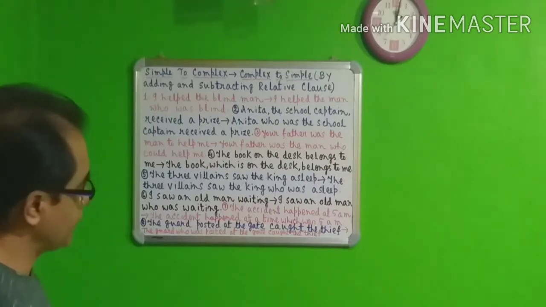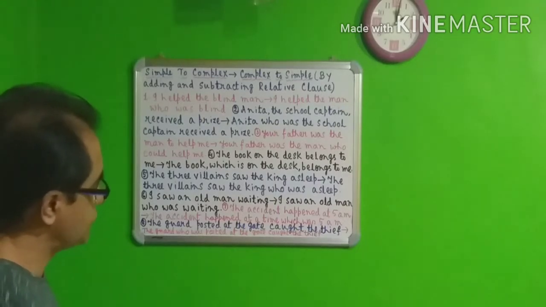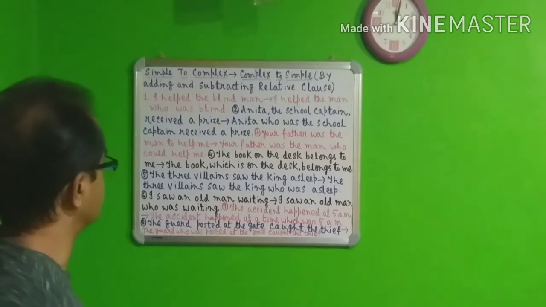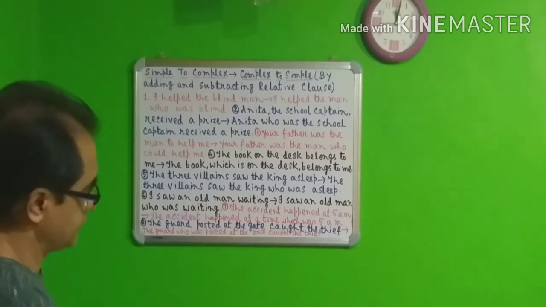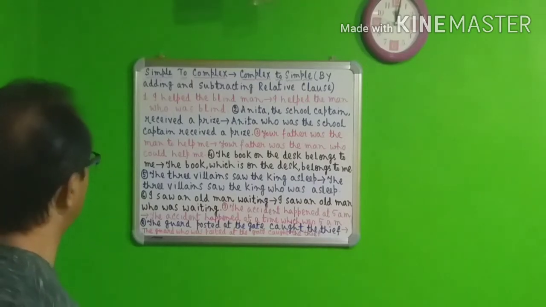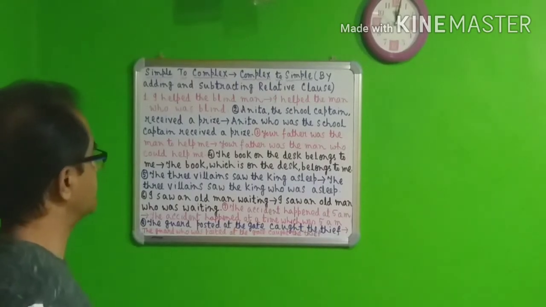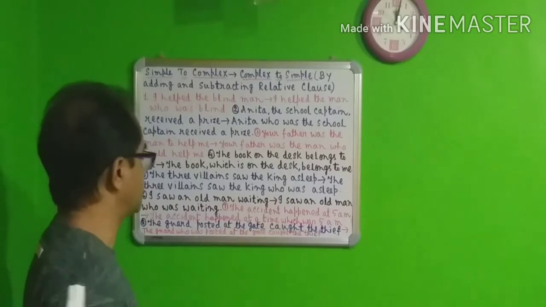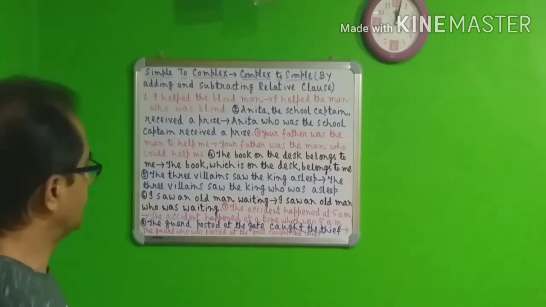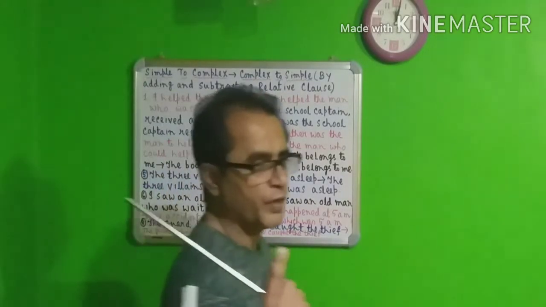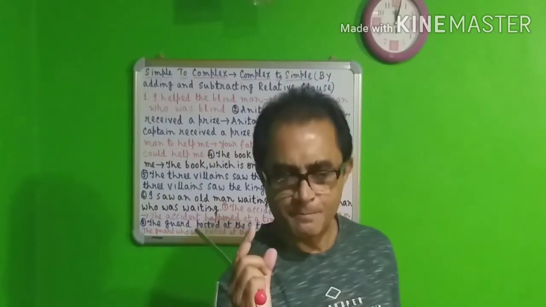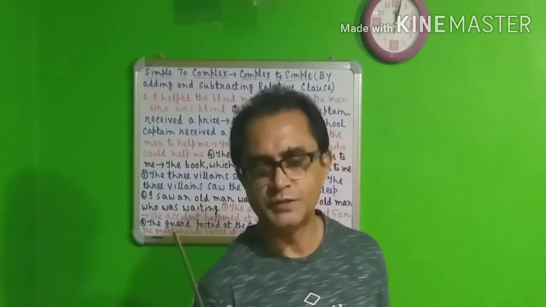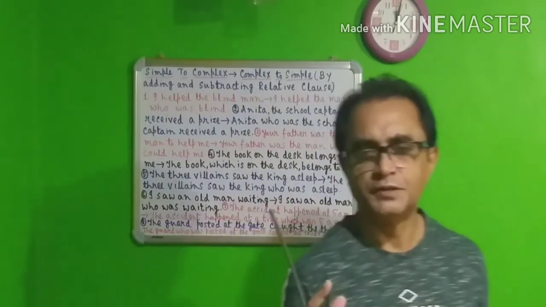We shall go to the fourth example. The fourth example is changing an adjective phrase into an adjective clause. The book on the desk belongs to me. What is the adjective phrase? On the desk. This is the adjective phrase. I will tell you the difference between phrase and clause. A phrase is a group of words, but not a sentence.